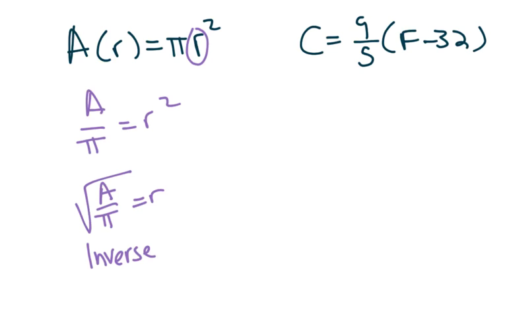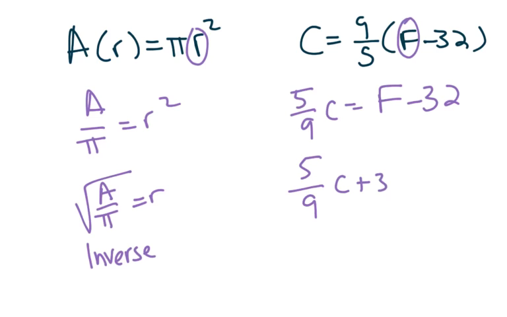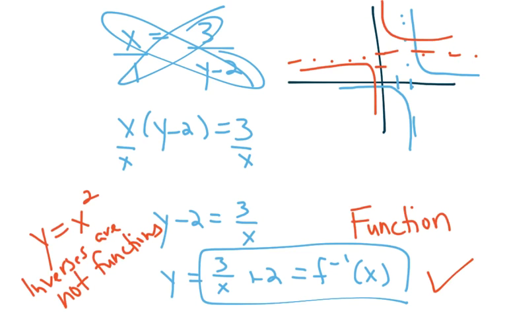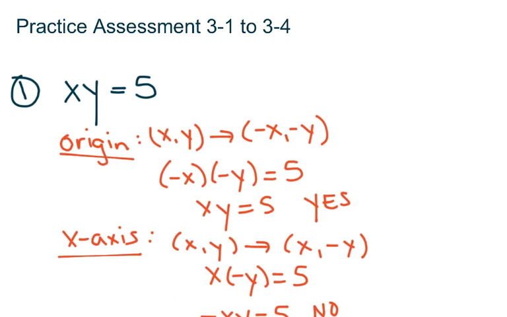In the second equation, to find the inverse, you would solve for f. So you would have to first multiply by the reciprocal of 9/5, and then you would have to add 32. And then this would be the equation of the inverse. So the only time you don't switch the input and output is when you're working with an actual equation. When you're working with just general random graphs in x and y, you do switch them. And that's the practice assessment for sections 3.1 to 3.4.